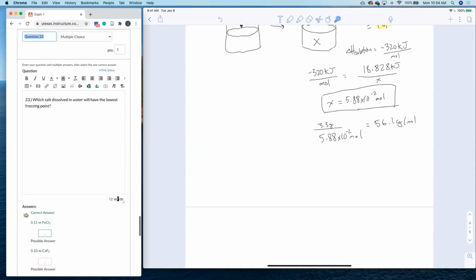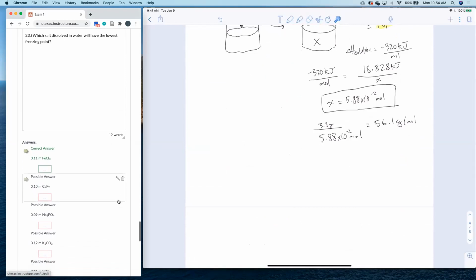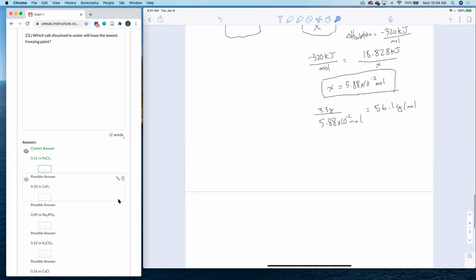So this question is just which salt, when dissolved in water, will have the lowest freezing point? And it gives you a bunch of different options here. This is just an application. Maybe it has two possible answers. Let's take a look at it.